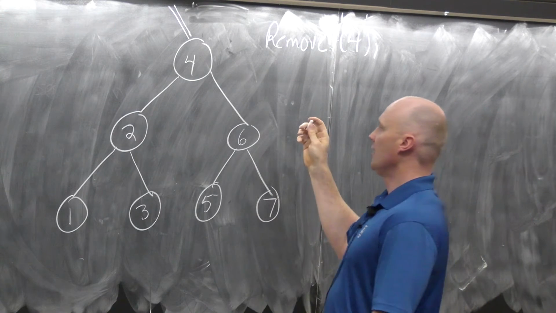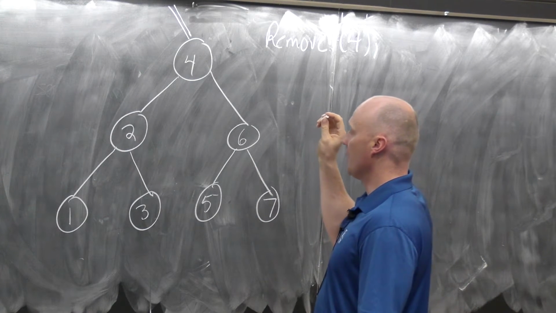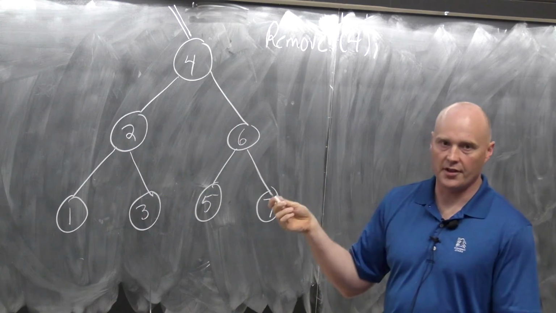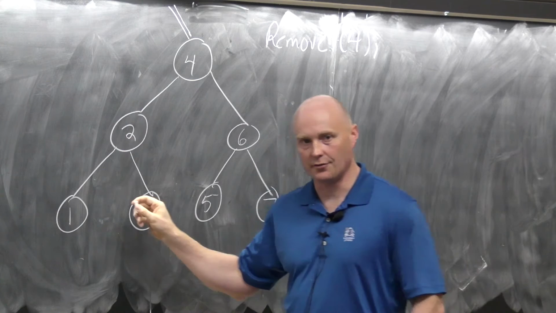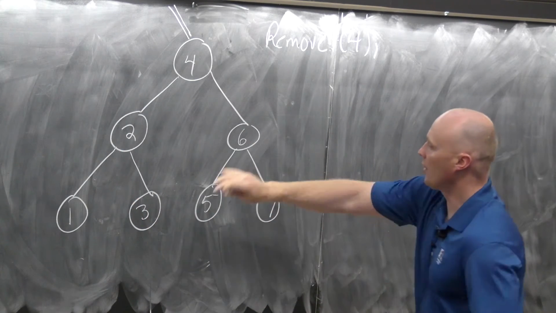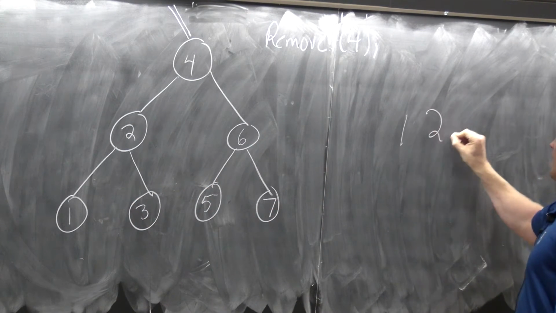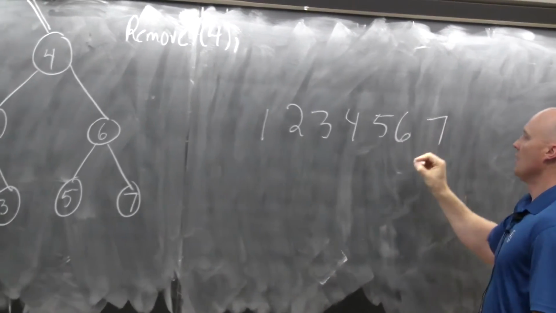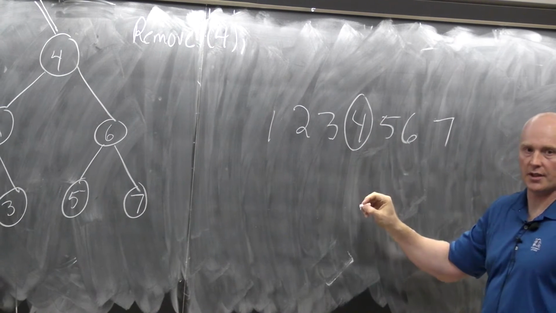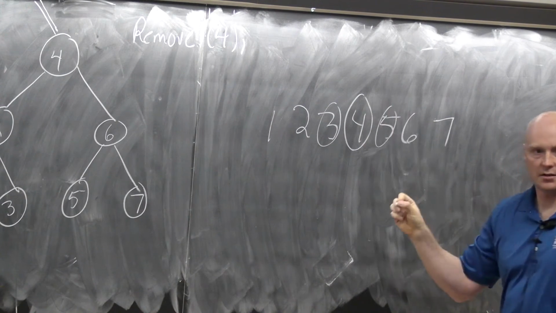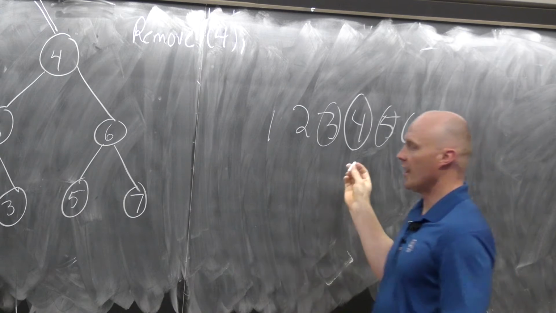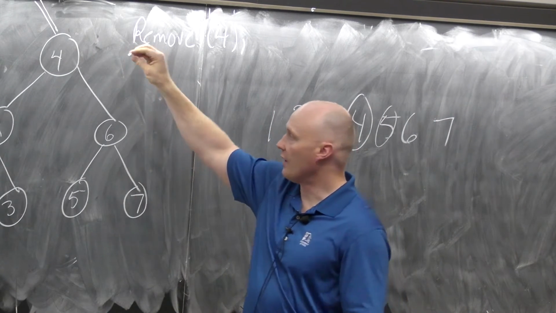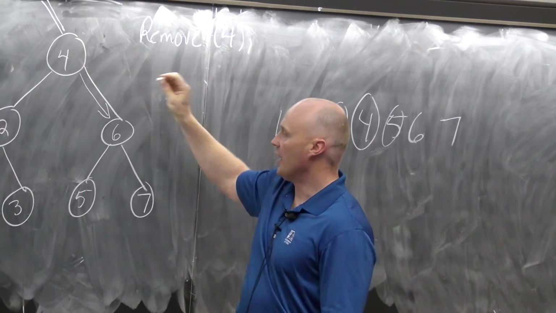That's either the least value that's greater than 4, or the greatest value that's less than 4. So either way, if we put all these numbers in sorted order on a line, and we remove 4, then we want to replace it with either 3 or 5, basically. And so to find 3 or 5, we go from 4. Assuming that we're going to go for 5, we go right, and then we go as far left as we can.